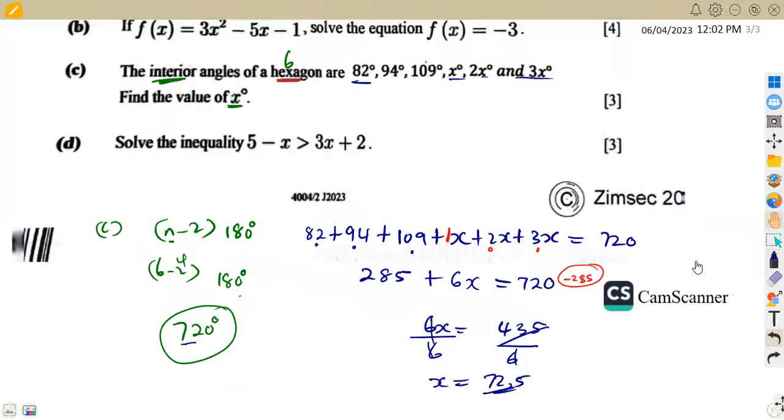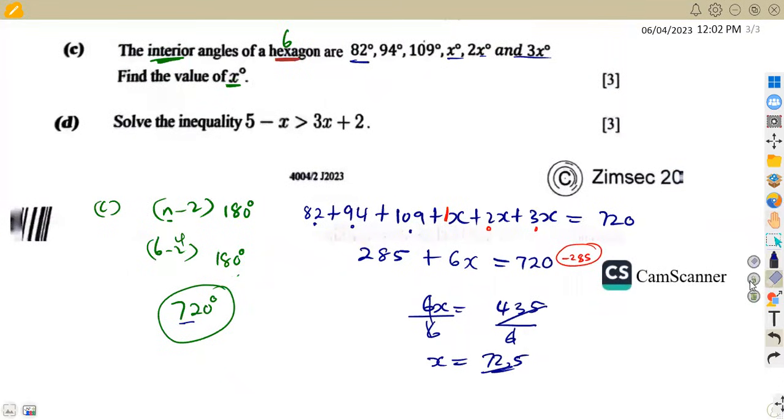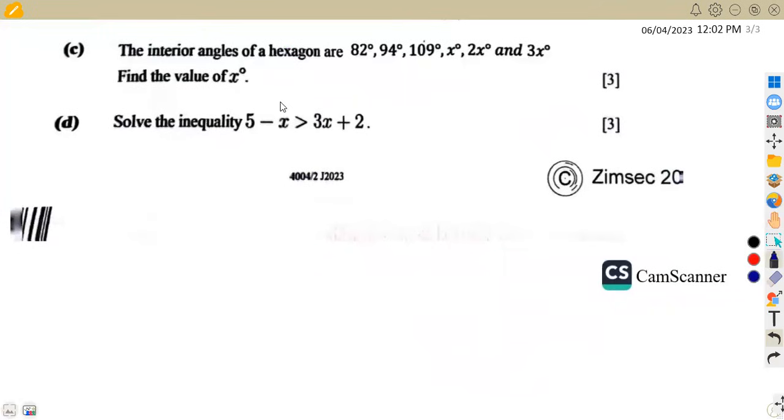All right, then D, solve the inequality. So we are given the inequality here, where we can simply collect our terms together for x. Transpose minus x, minus 3x is greater than, transpose 5 to the other side, it is going to be 2 minus 5. So minus x simply means minus 1x. So it's minus 1 minus 3, which is minus 4x, is greater than 2 minus 5, which is minus 3.